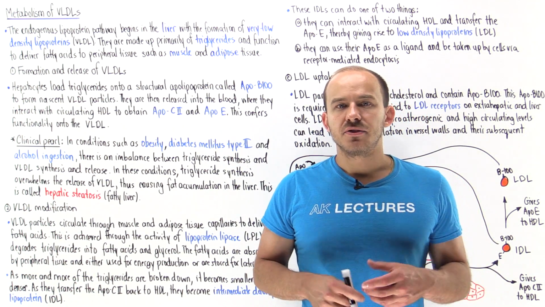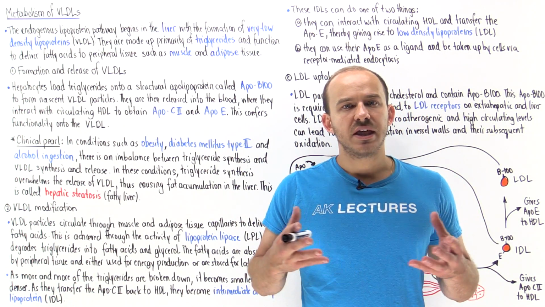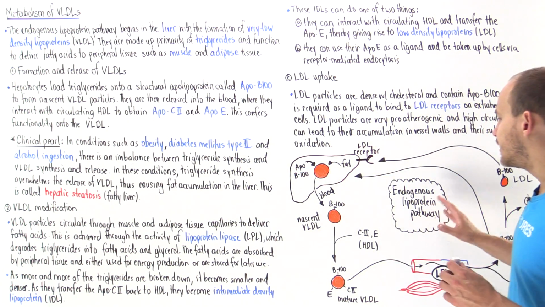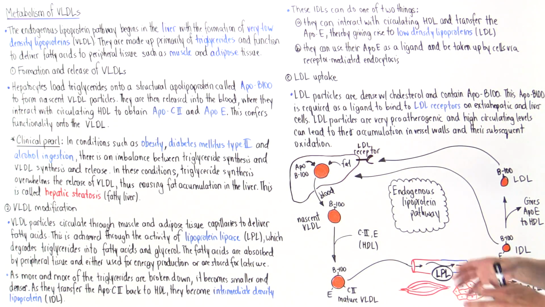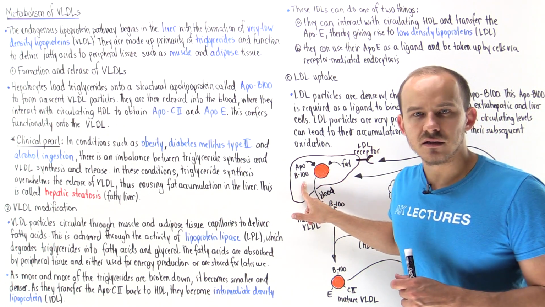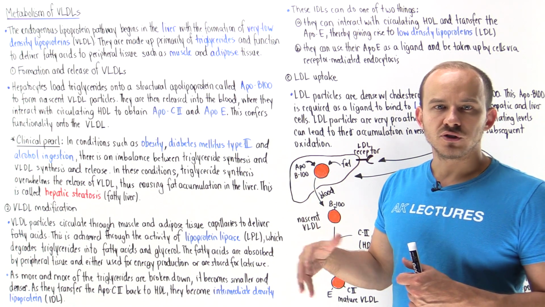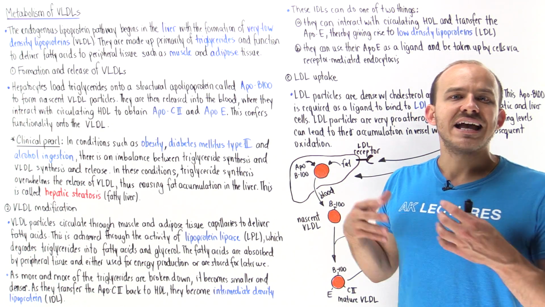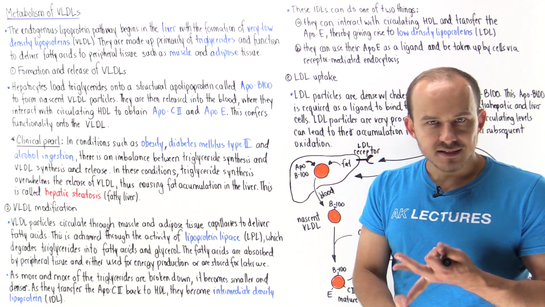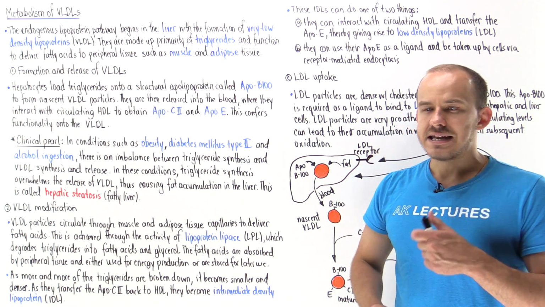Previously, we talked about the exogenous lipoprotein pathway that involves chylomicrons. Now we're going to switch gears and talk about the endogenous lipoprotein pathway. This lipoprotein pathway originates inside the liver, and it's responsible for delivering fatty acids to extrahepatic tissue, for example, cardiac myocytes, skeletal myocytes, and adipose cells.